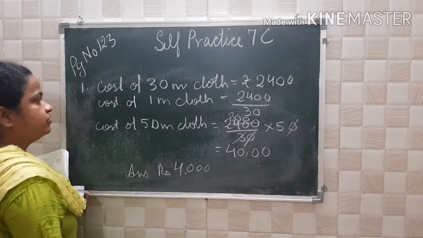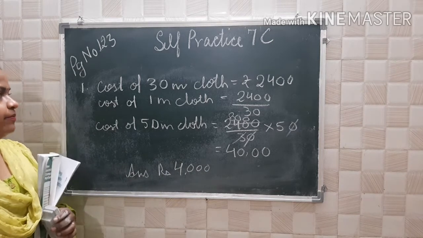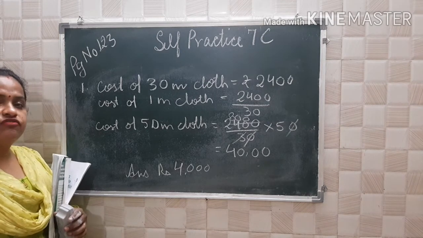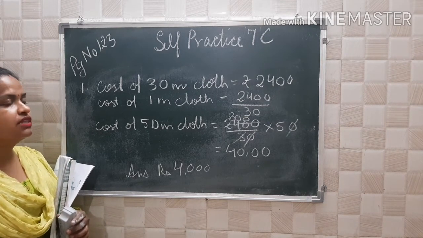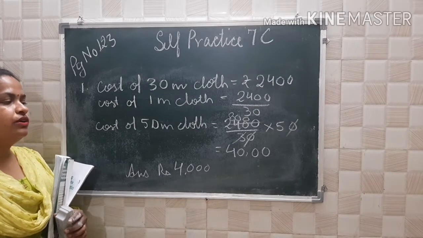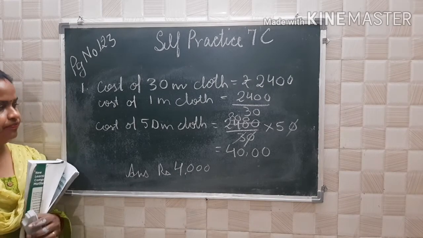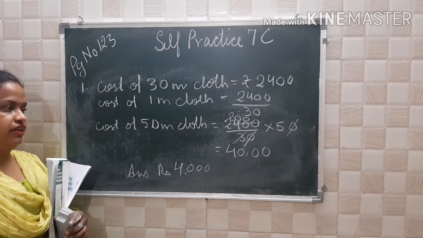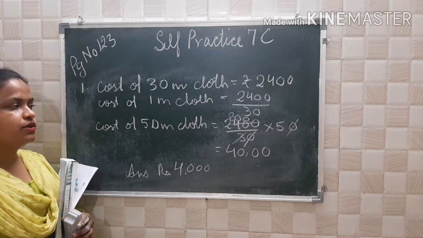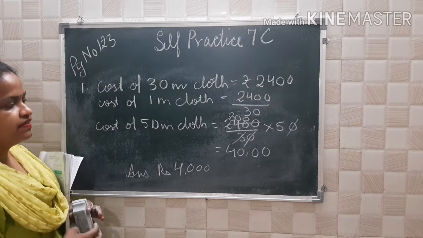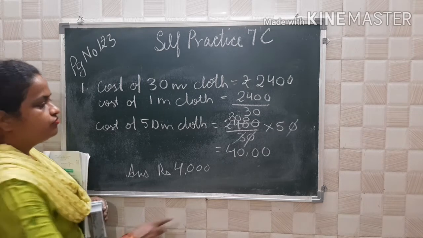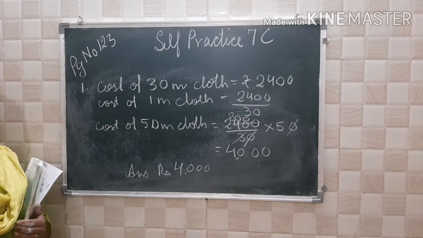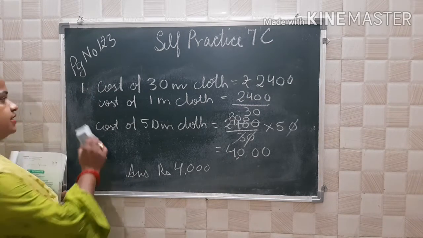What is the cost of cloth? Rupees 4000. Once more I am telling. The cost of 30 meter cloth is rupees 2400. So what will be the cost of 1 meter cloth? 2400 upon 30. You don't divide it here, we will solve at last. The cost of 50 meter cloth is 2400 upon 30 into 50. So 0 and 0 cancel out and 3 8s are 24, means 800. 8 5s are 40, so 4000. So what is the total cost of 50 meter cloth? 4000. Clear?